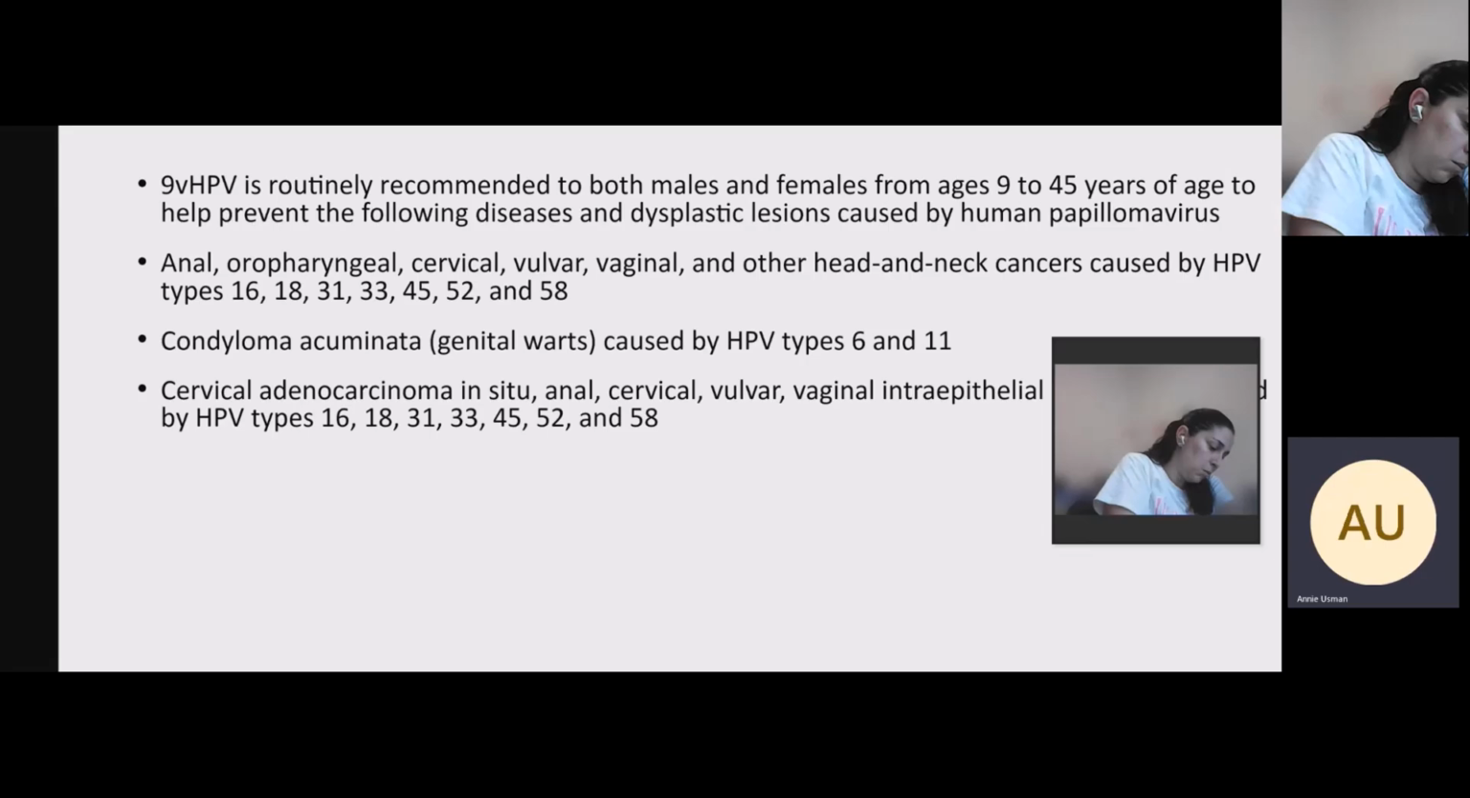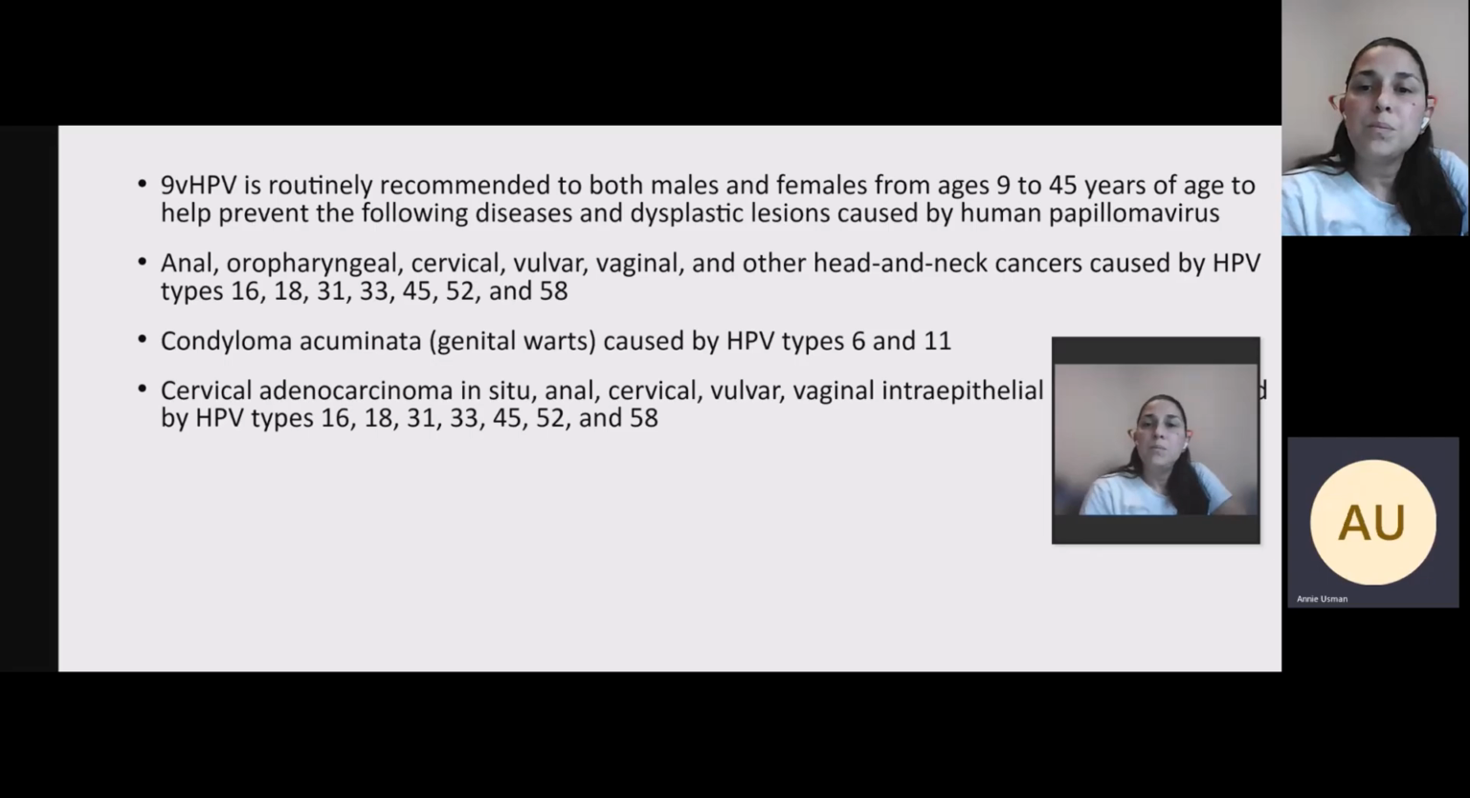So this is what I shared, just the minimum requirement, like when to get the vaccination. The 9-valent HPV vaccine is routinely recommended to both males and females starting from the age of 9 to 45. The reason we give this is to reduce the chances of developing certain infections which may be from HPV. Anal, oropharyngeal, cervical, vulvar, vaginal, and other head and neck cancers can be caused by HPV.